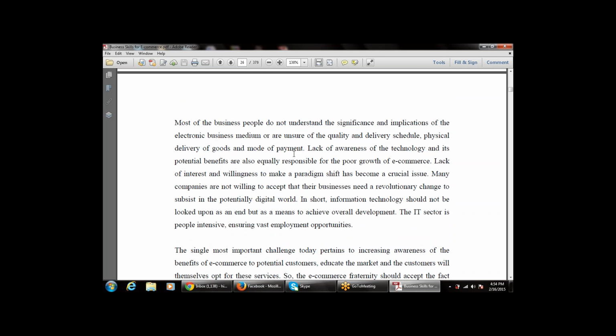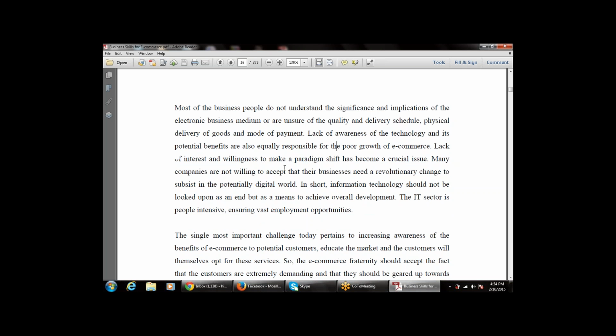This is the whole paragraph that explains how lack of awareness has an impact on e-commerce. It says most business people do not understand the significance and implications of the e-business medium, or are unsure of the quality and delivery schedules, physical delivery and mode of payment. Lack of awareness of its potential benefits is equally responsible for the poor growth of e-commerce. Lack of interest and willingness to make a paradigm shift has become a crucial issue. That is, there is a lack of interest and willingness to accept that e-commerce is comfortable. This also impacts e-commerce.